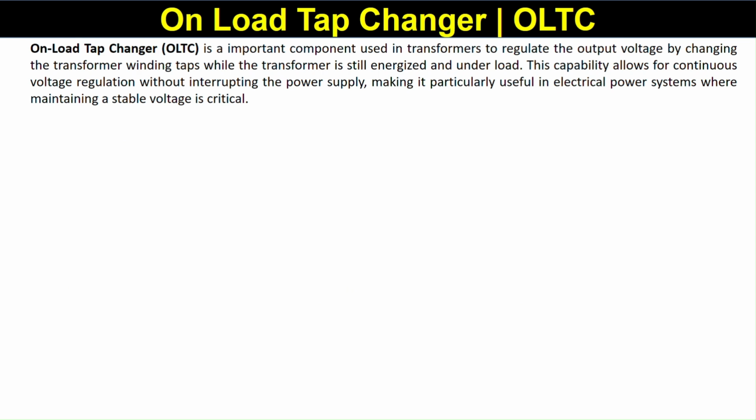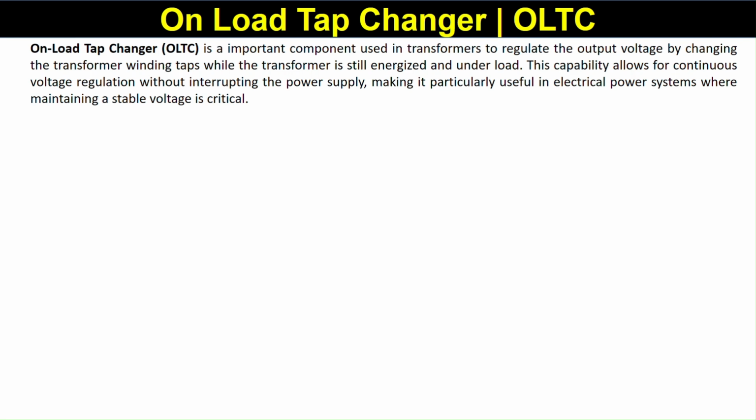OLTC, on-load tap changer, is an important component used in transformers to regulate the output voltage by changing the transformer winding taps while the transformer is still energized and on load. This capability allows for continuous voltage regulation without interrupting the power supply, making it particularly useful in electrical power systems where maintaining a stable voltage is critical.